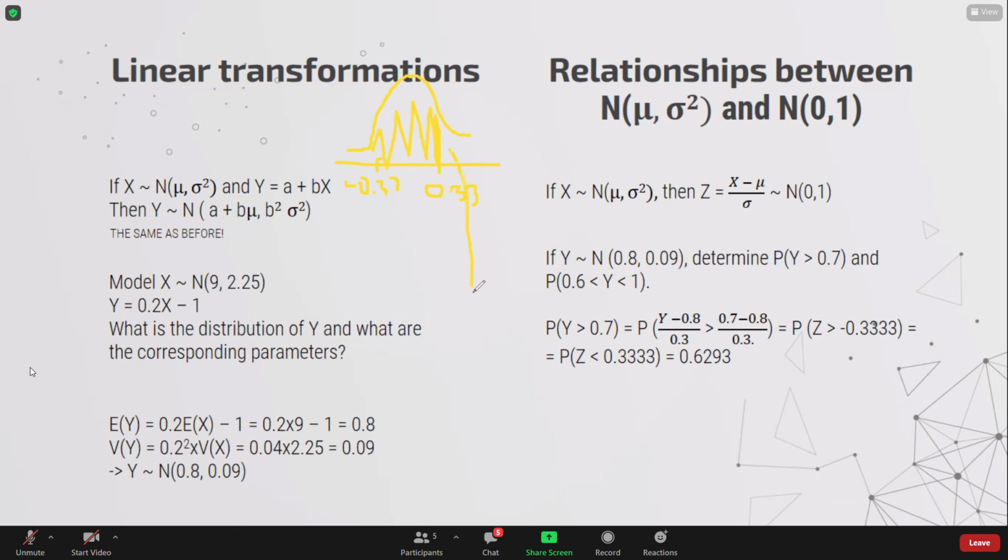That area is here. If you have a question, please tell me.